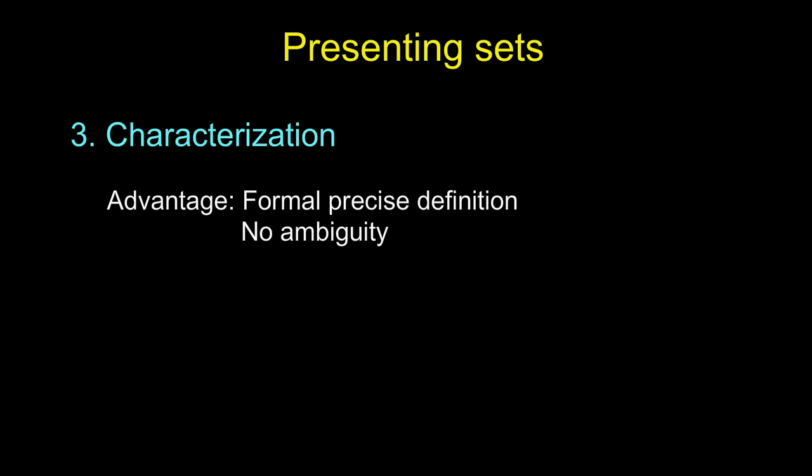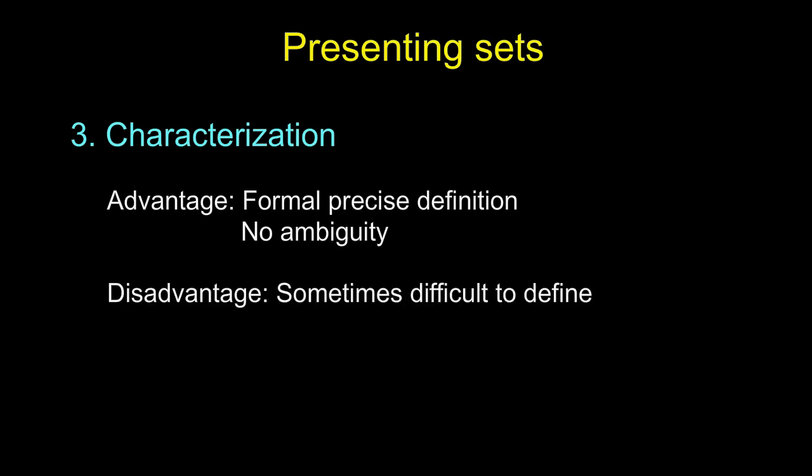An advantage of this notation is that it defines the set precisely and gets rid of ambiguity. But a disadvantage of this notation is that sometimes it is difficult to find a notation for some sets, even for a simple set. For example, the set minus 5, 3, 100, 101, for which it is better to use the enumeration notation.